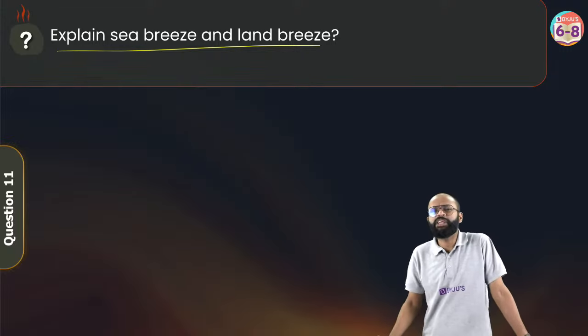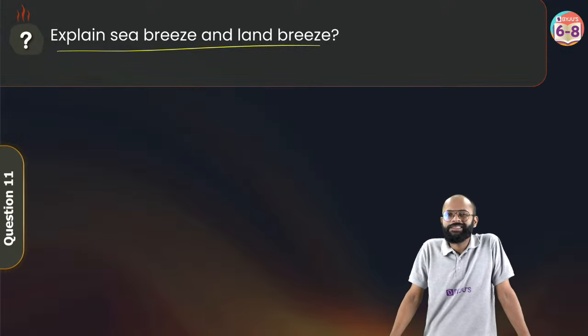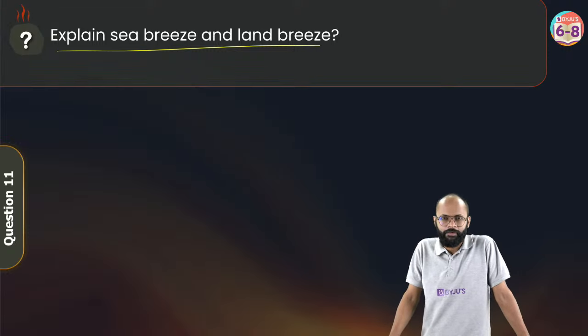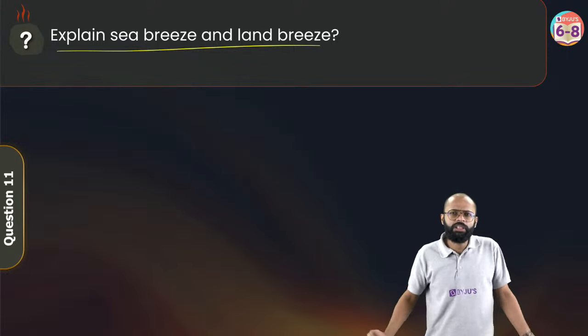Sea to land to sea. It is very easy. Sir, sea breeze means the one which comes from the sea. When does it happen? In the daytime. Right? Land breeze comes from the land. When does it happen? In the night time.